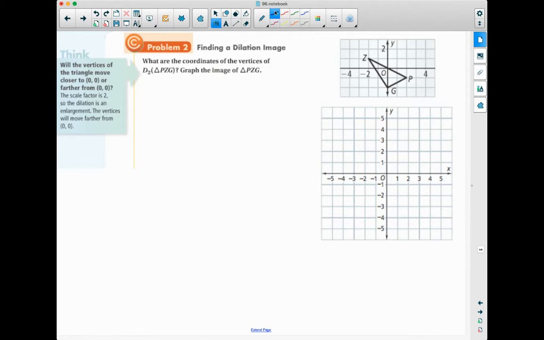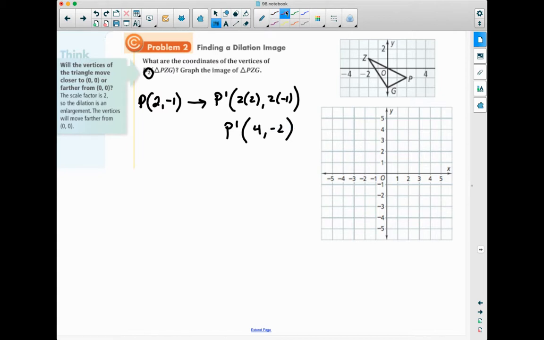All right, let's identify what our ordered pairs are here first. So let's do P. P has the coordinate of 2, -1. And that's going to change into P prime by taking our dilation factor, which is 2. So I'm going to do 2 times 2 and 2 times -1. So P prime is now going to be 4, -2.